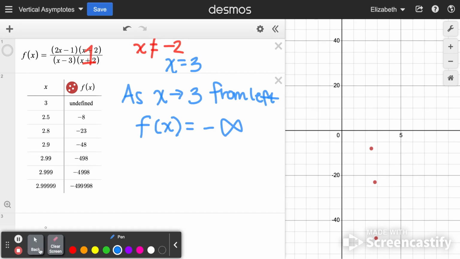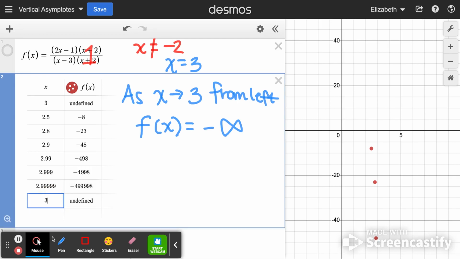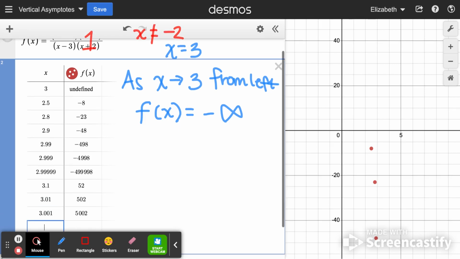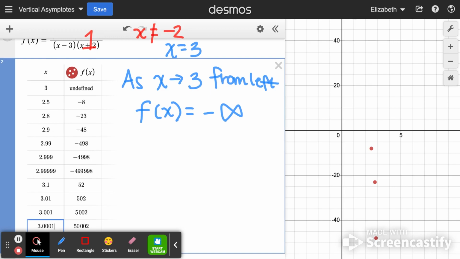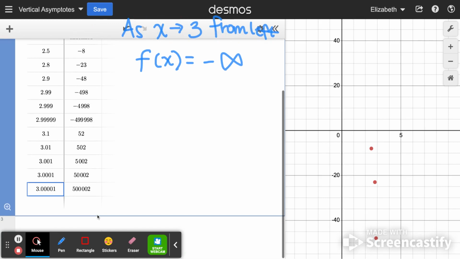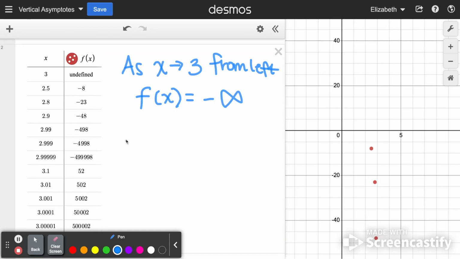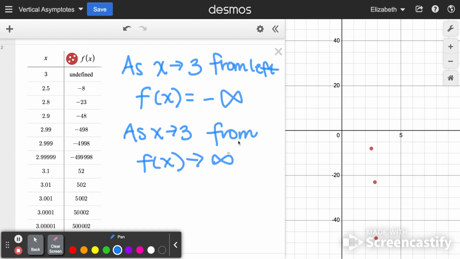What if we approached it from the other direction? What if we went with numbers that were just a little bit bigger than 3, like 3.1, 3.01, 3.001? You can see the opposite is happening. Instead of the numbers getting more towards -infinity, they're getting bigger and bigger, and they're actually moving towards +infinity. So when we are moving towards 3 from the other side, we are moving towards +infinity. Okay, so that means that the graph is going to be moving up like this.